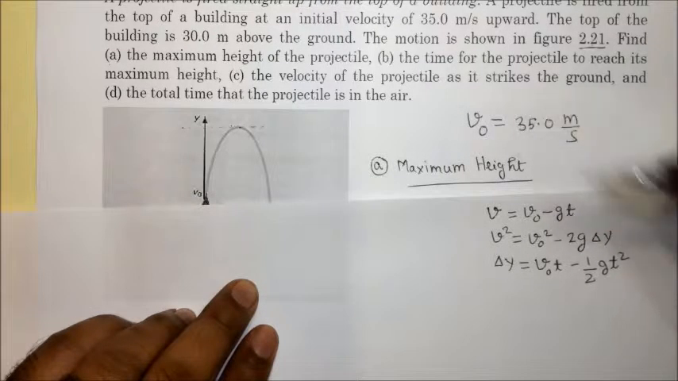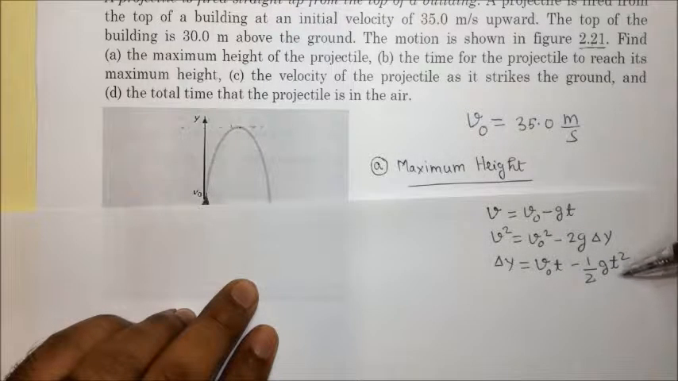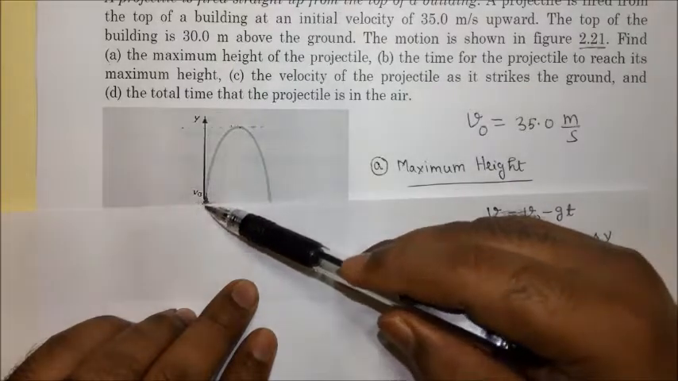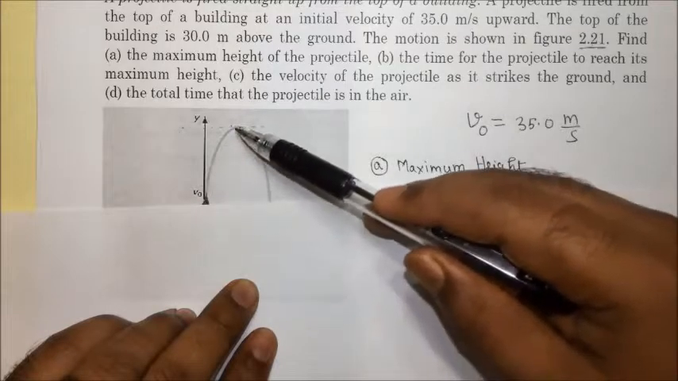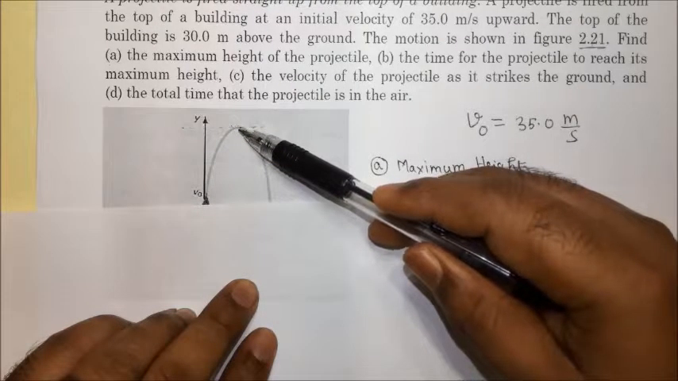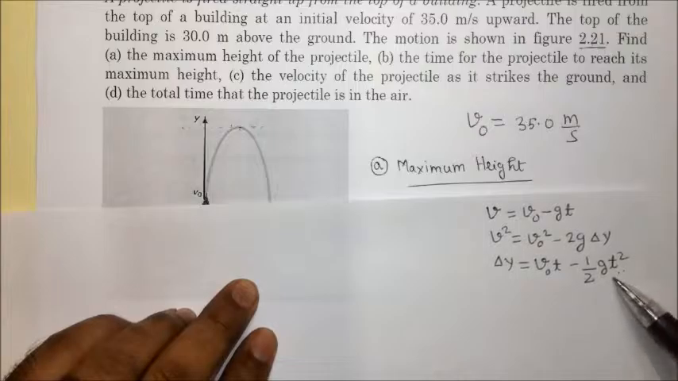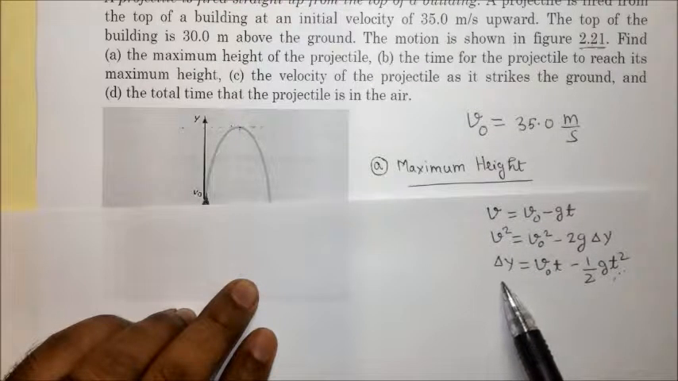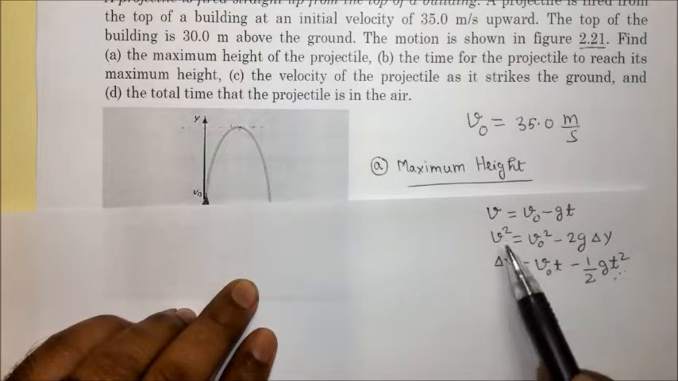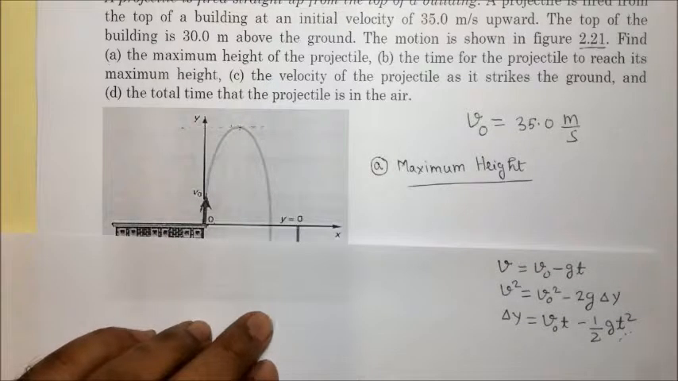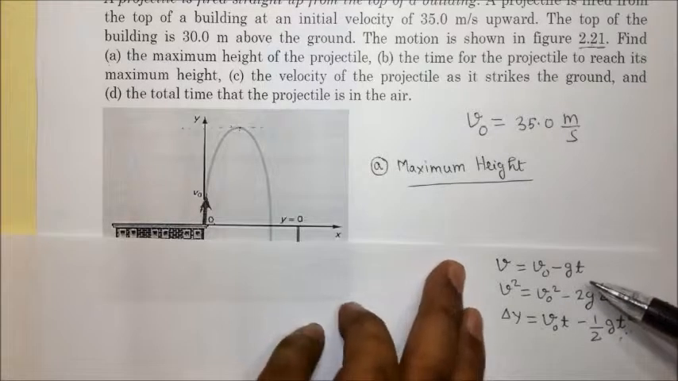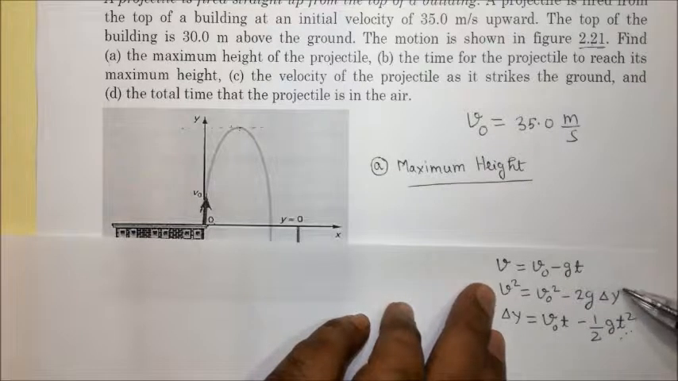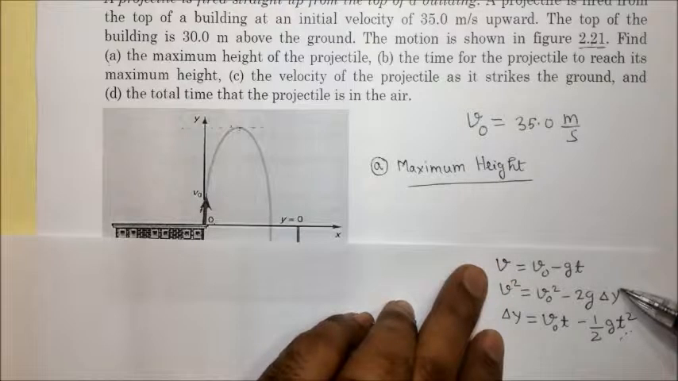We have initial velocity. Okay, if we try to use this equation, we need the time to go to the top, from the top of the building to the top of this projectile in the air. We don't have time, so we cannot use this equation, the third one. Let's try to use the second one. What can we do?